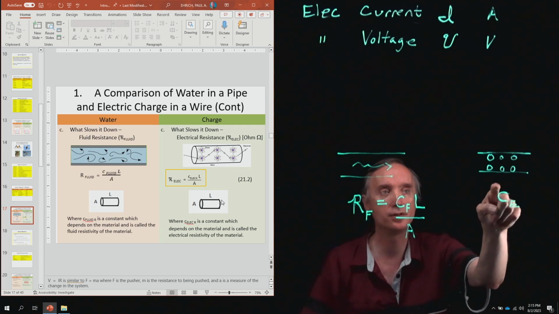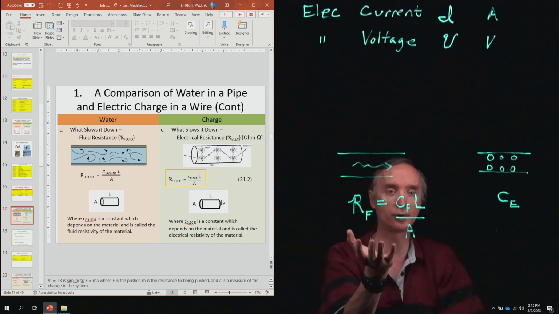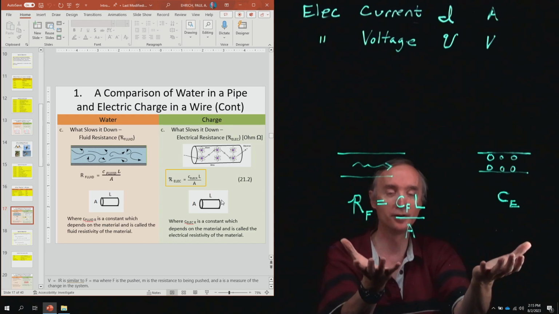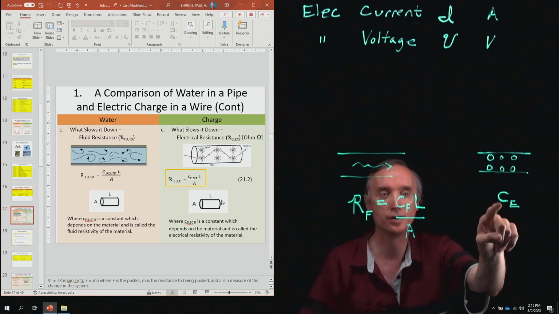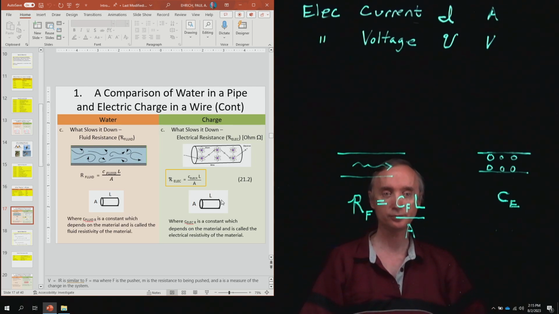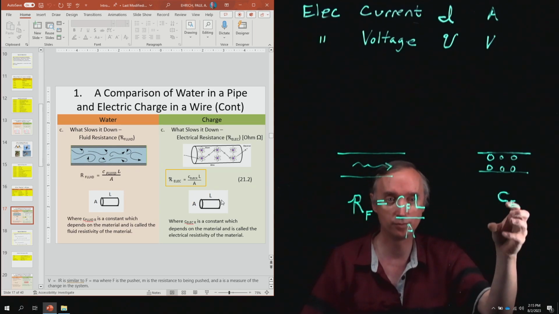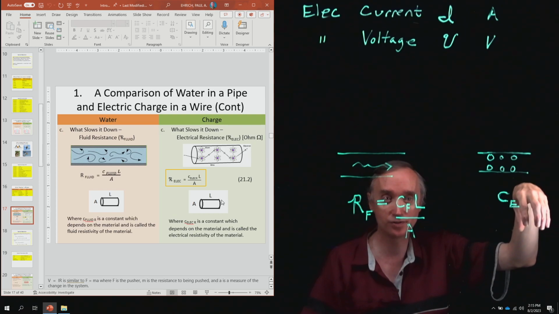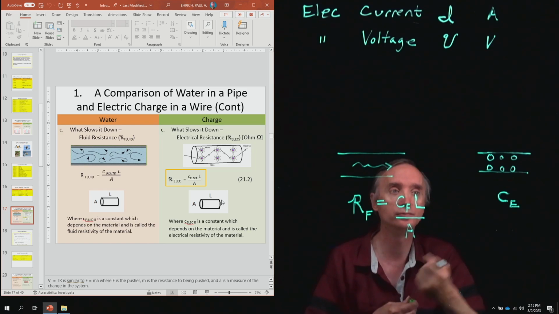So the bigger this number is, the more resistance it's going to have. So if you've got a wire that's made of copper and you've got a wire that's made of wood, I don't know why you'd have a wooden wire, but let's say one's made of wood, one's made of copper, which one do you think would have the larger value? It would be the wood. The more resistive the material is, so wood is very resistant to the flow of electricity because it's an insulator. So this would be a big number.